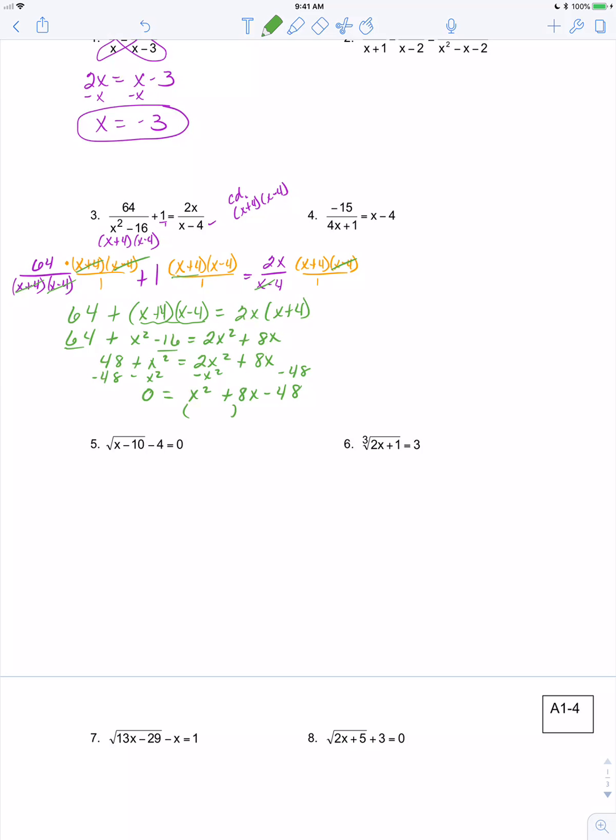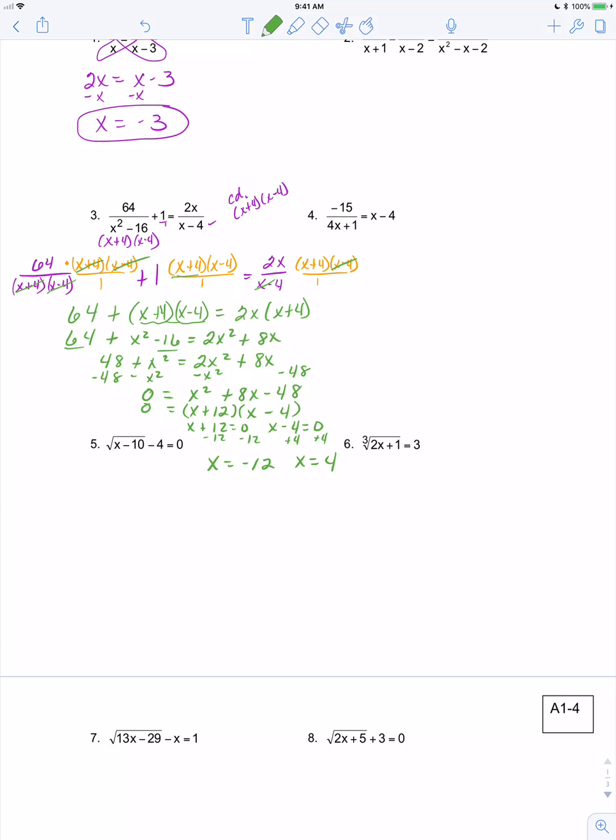So then we've got to factor this. What times what is negative 48 that adds up to be a positive 8? And that's going to be x plus 12 times x minus 4. And we remember that we set each of those factors equal to 0 in order to solve. So x is equal to negative 12 and x is equal to positive 4.